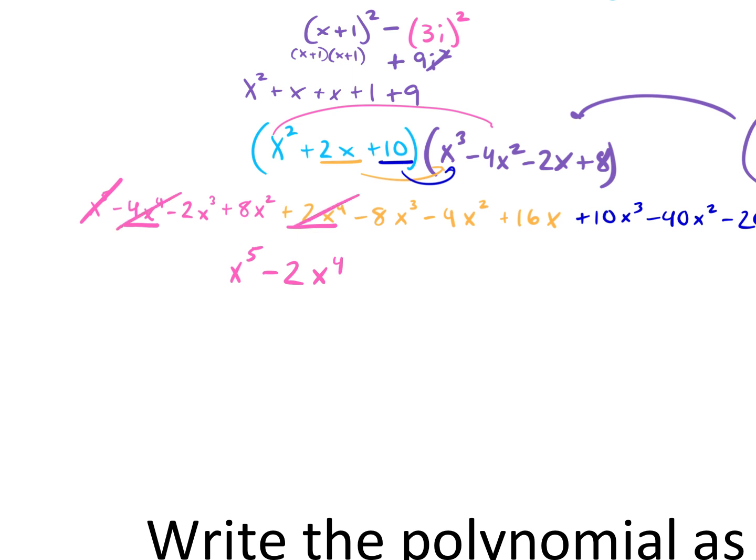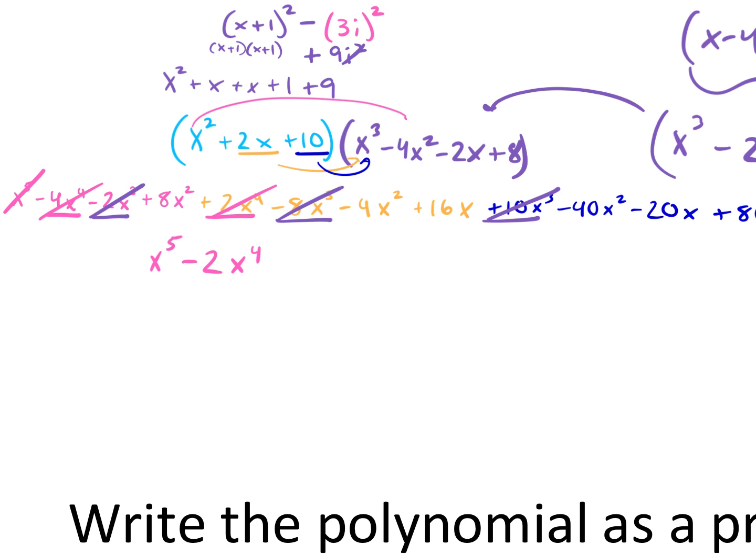Now x cubes. We've got negative 2x cubed minus 8x cubed plus 10x cubed. Negative 2 minus 8 would be negative 10. Plus 10 would be what? 0. So the x cubes just cancel. We don't have an x cubed. Now x squareds. We've got 8x squared minus 4x squared minus 40x squared. So 8 minus 4 would be 4. 4 minus 40 would be negative 36x squared.